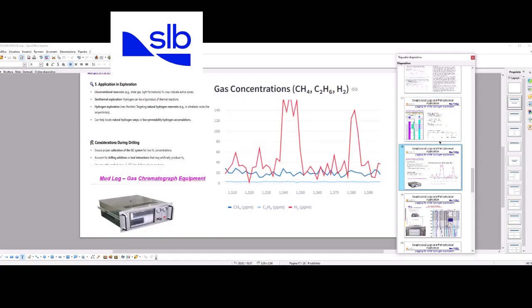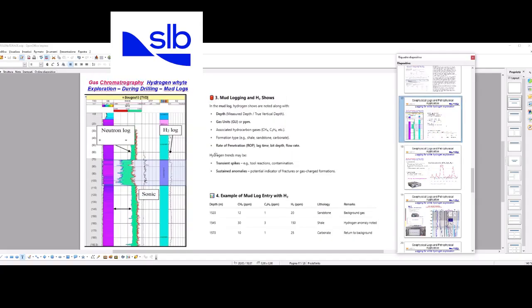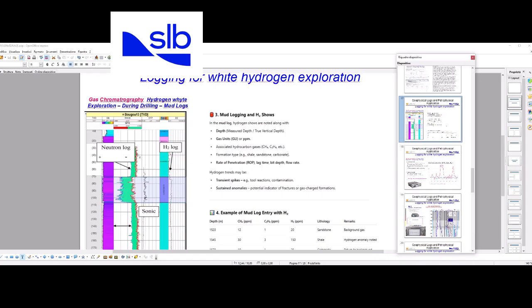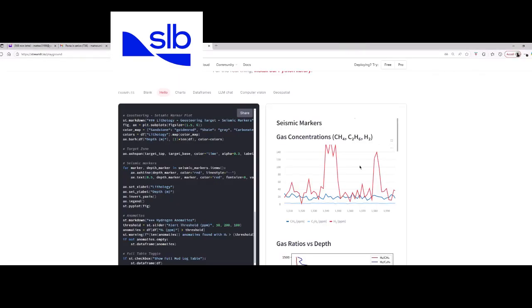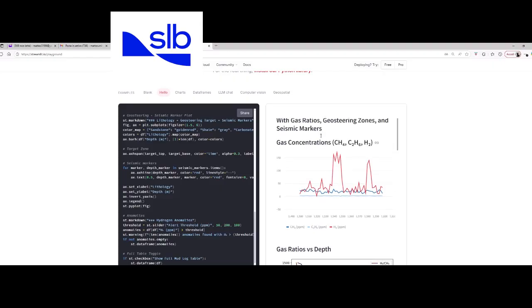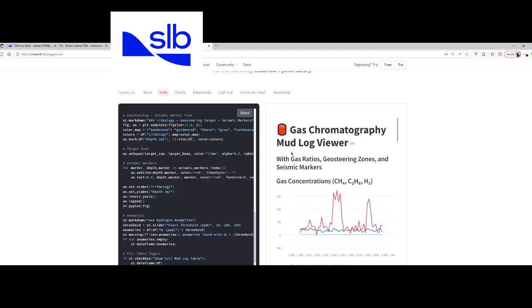I show you, for example, a plot of this kind of mud log that can be realized in SketchUp by Python. This is a gas concentration. In this case, we have a gas chromatography mud log view with gas ratio and also geosteering zone and seismic markers.